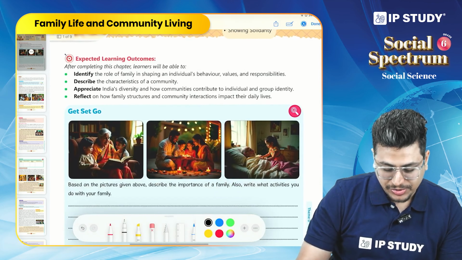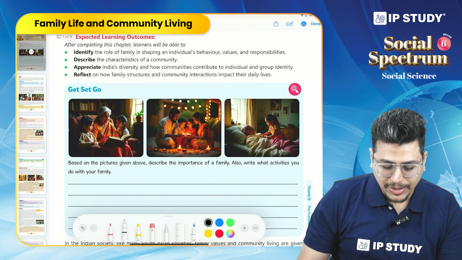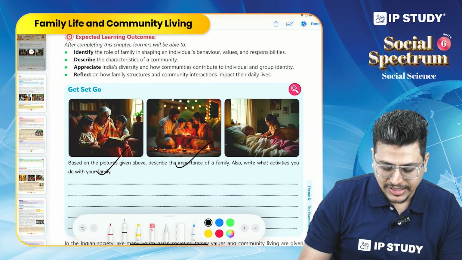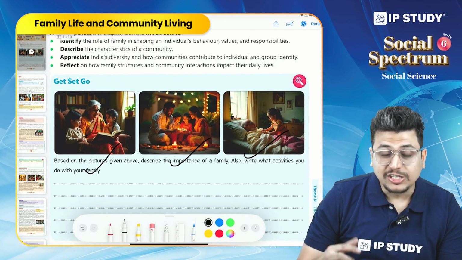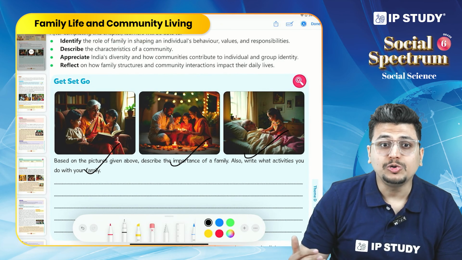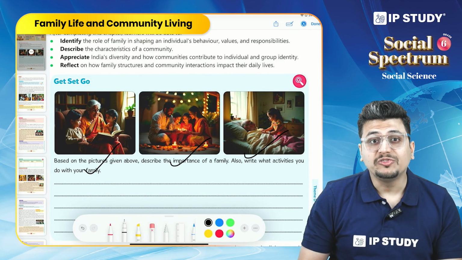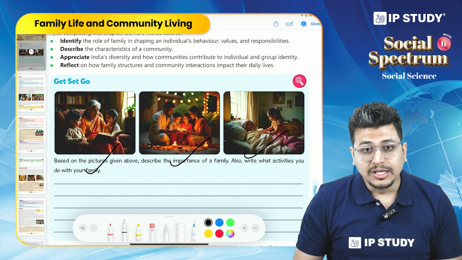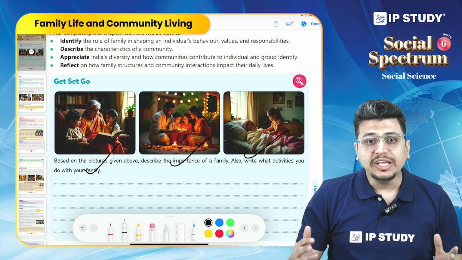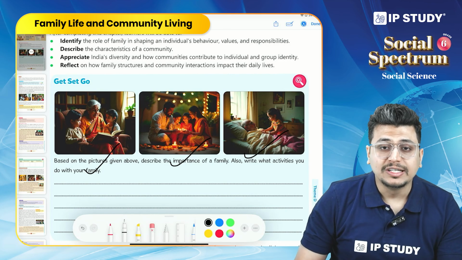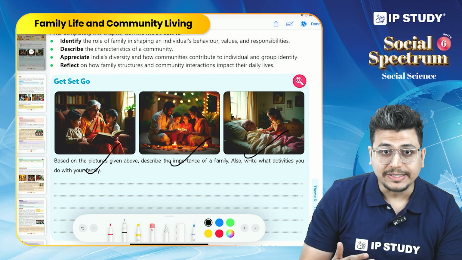See these pictures. Here, different family members are helping each other in different ways. They are showing love, care, and affection towards each other. And that is what a family is. In India, family is a very important part of our lives, of our individuality.